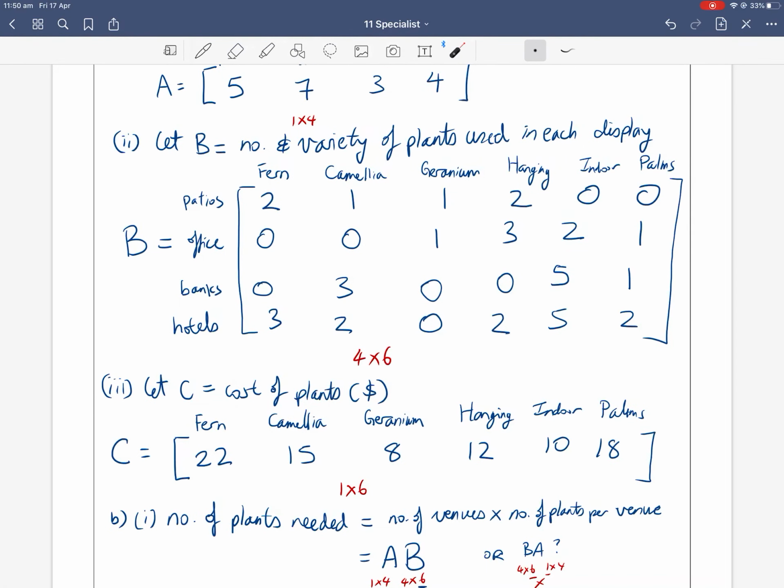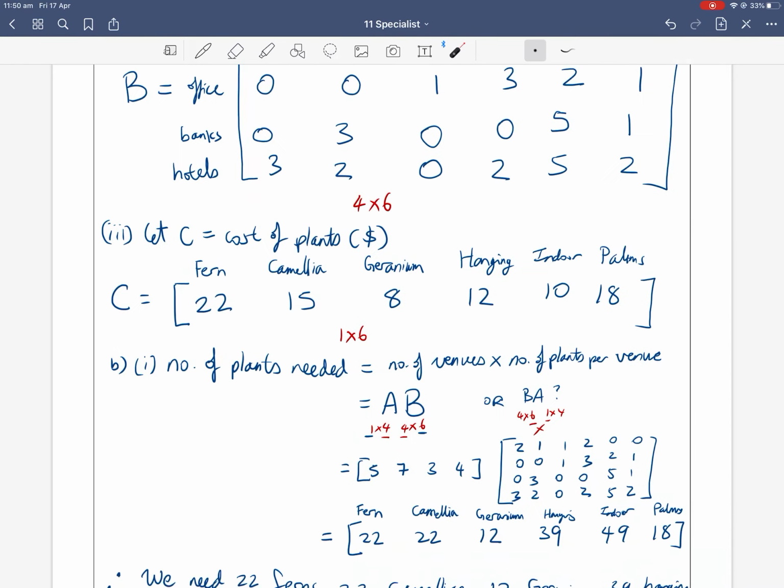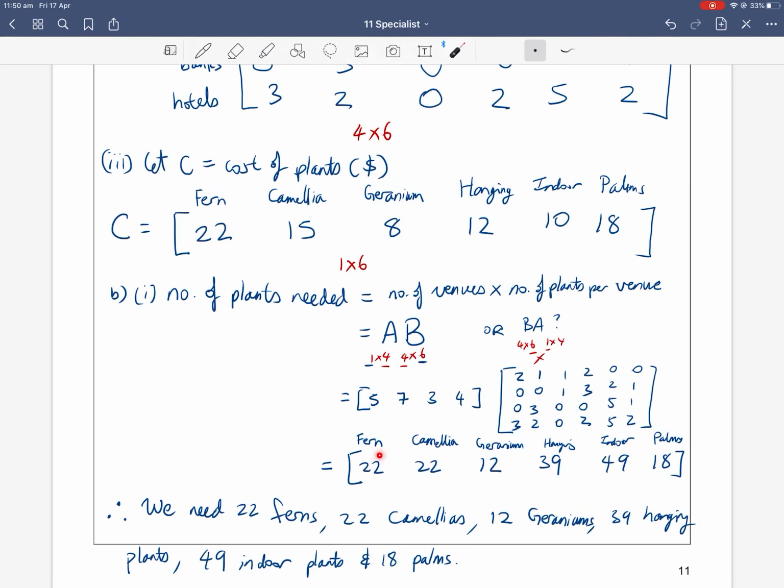Well, if you go to matrix C, it's the cost for each plant, right? So if in part B, part 1, we've worked out we need 22 ferns, right? And each fern costs $22, then the total cost for ferns is just 22 times 22, right? That's pretty obvious. And if I needed 22 camellias and each camellia costs $15, then the total cost would be 22 times 15 worth of camellias to buy.